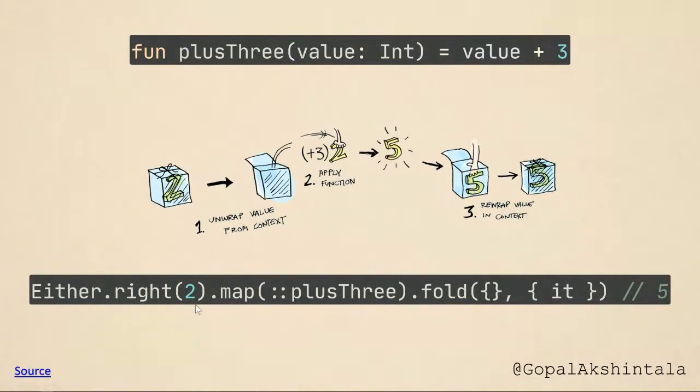This is how you normally achieve that with the Either monad. The moment you do Either.right of 2, you're putting that 2 inside the right state of the monad, which is the right box, the blue box. Then the moment you pass a plus-3 function to it, it is applied on it, and you get a result back. Fold is like a terminal operator. Again, I request you to go into the documentation and read about all these operators in depth if you're not familiar with them.